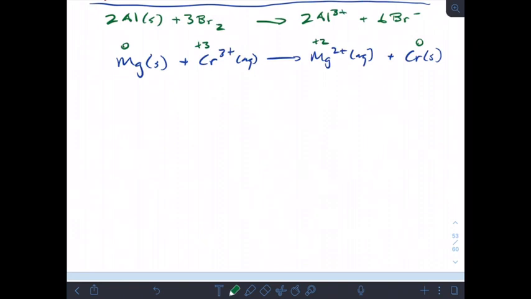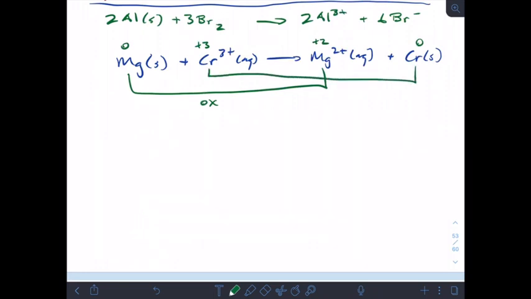Okay, so let's figure out who's oxidized and who's reduced. The magnesium goes from a 0 to a plus 2, that's an oxidation. And our chromium, I'm going to cross my lines here. Chromium goes from a 3 plus to a 0. That's a reduction. Okay, so I'm going to pull my oxidation pieces and my reduction pieces straight down vertically because it's easy to see that way. And it's helpful to keep your oxidation numbers in there just so you can see what the change is.